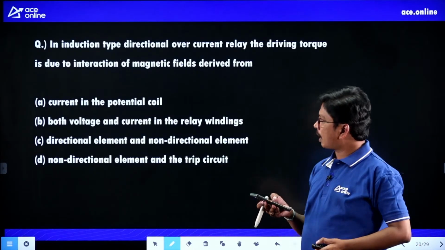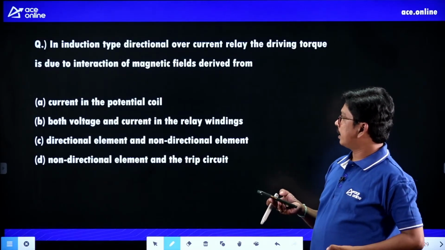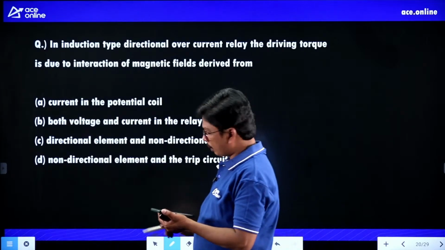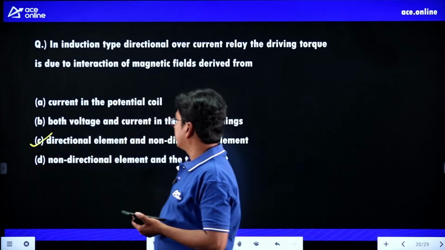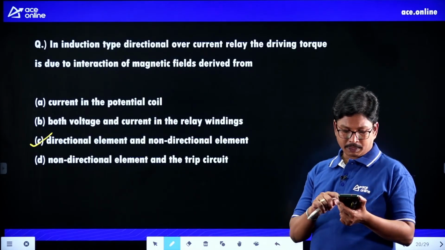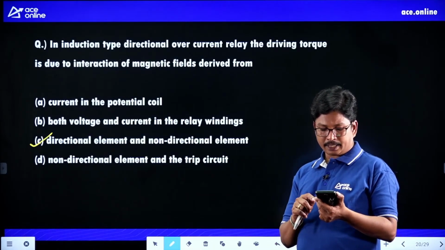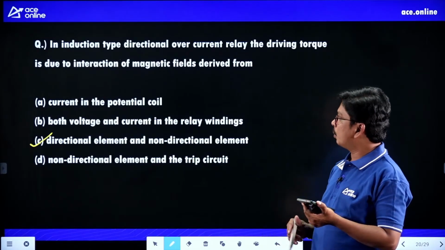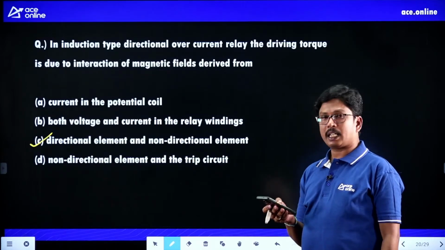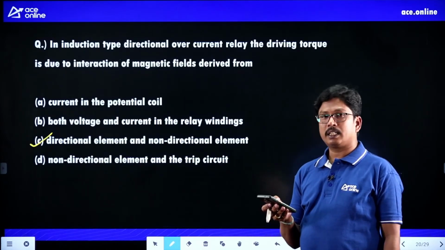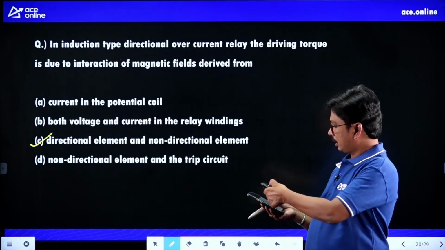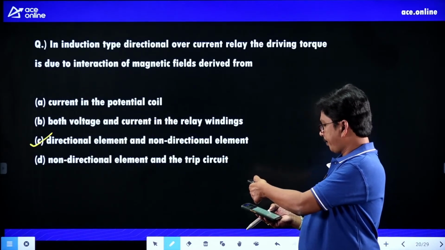Very good. Everybody gave option B: both voltage and current in the relay windings. No, you are on the wrong track. Aishwarya gave the perfect answer. It is because of the directional element and the non-directional element. It is not because of voltage and current in the relay windings. It is because of the interaction of the directional element and the non-directional element. Right. So next question, students.